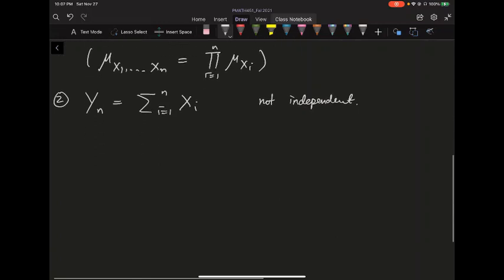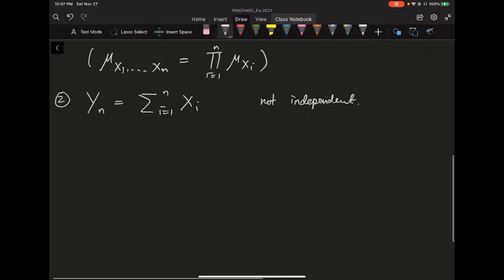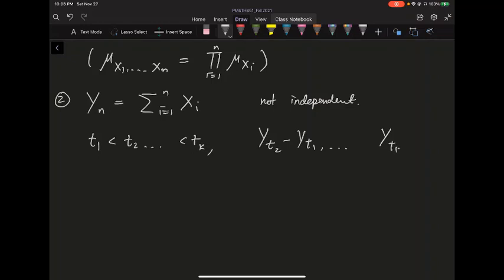But the nice thing is their differences are independent, so they do satisfy some nice condition. For example, if you have any t_1 less than t_2 less than up to t_k, then their differences, Y(t_2) minus Y(t_1), up to Y(t_k) minus Y(t_{k-1}), are actually independent. Their increments are independent. So that's a nice thing about that.